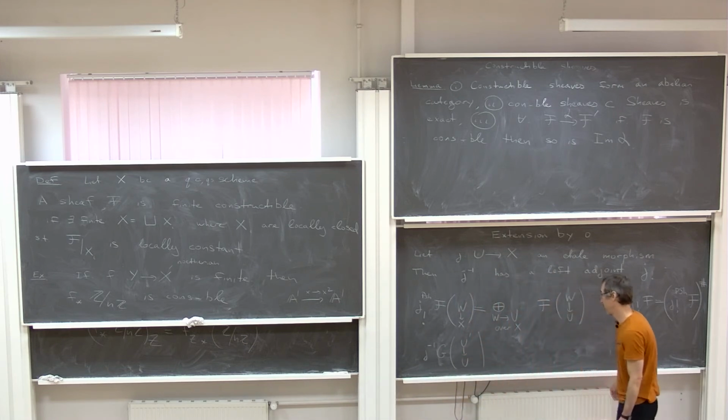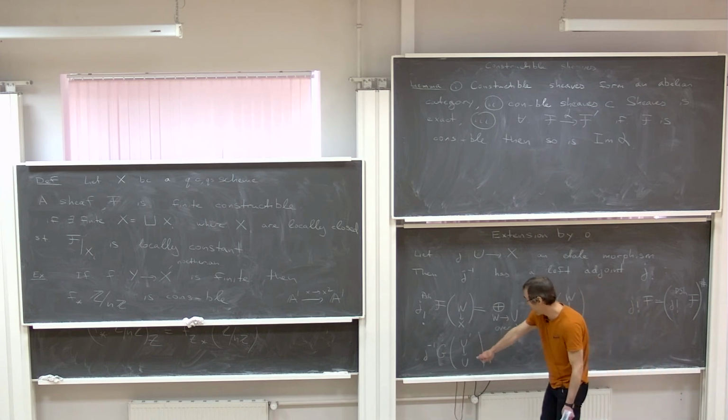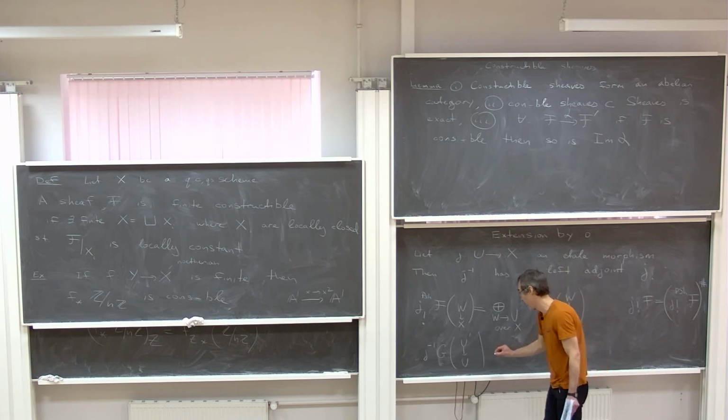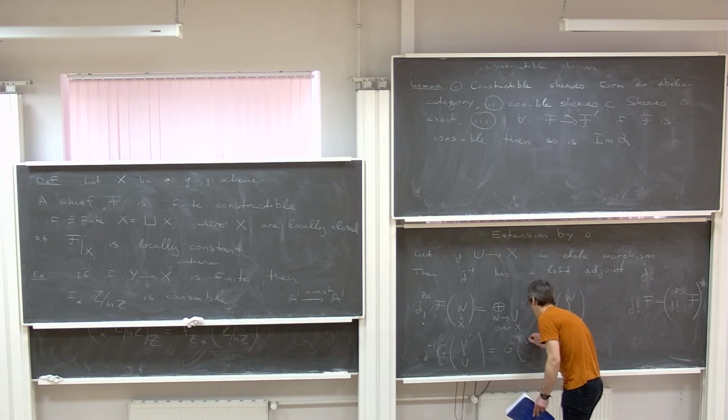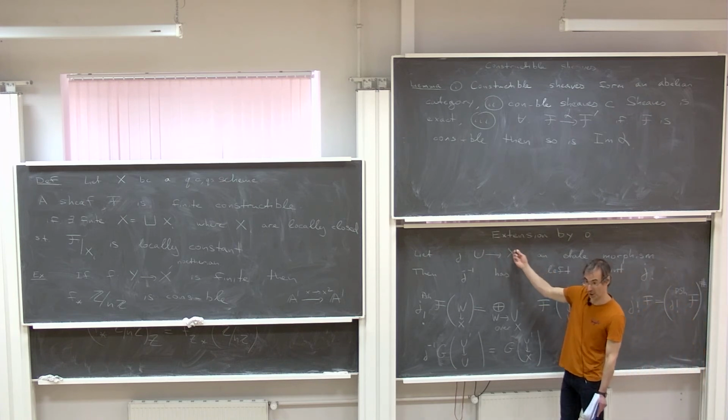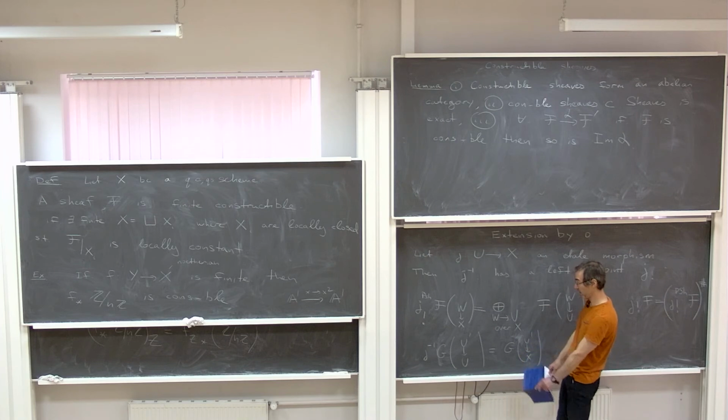J inverse. If I have an étale open set in U, I can consider it as an étale open set on X just by composition. So this is G of U prime to X. For a étale morphism, the direct image is something very simple. For example, if U is just an open embedding, you would simply take the restriction.